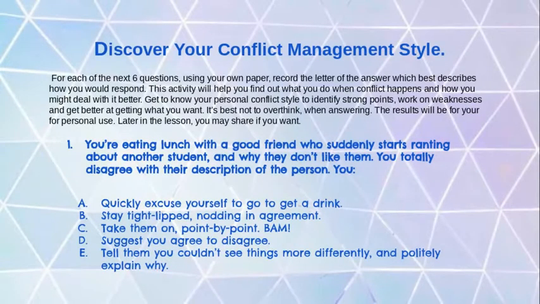So the first question: you're eating lunch with a good friend who suddenly starts ranting about another student and why they don't like them. You totally disagree with their description of the other person. Do you: A, quickly excuse yourself. B, stay tight-lipped, in agreement. C, take them on, point by point. D, suggest you agree to disagree. Or E, tell them you couldn't see things more differently and politely explain why.